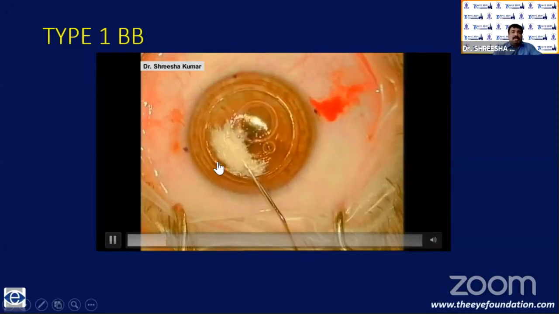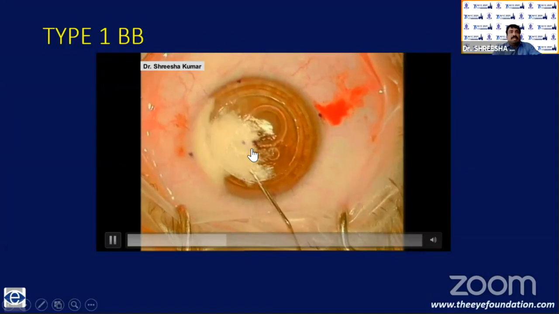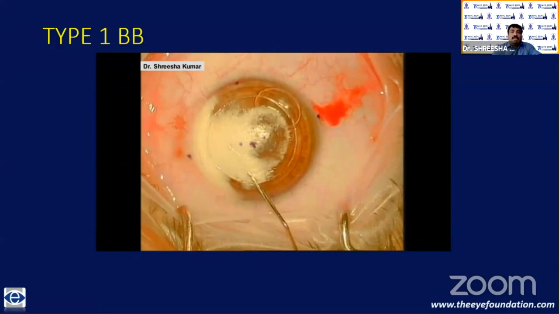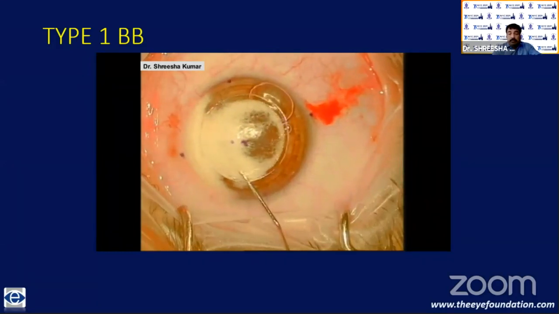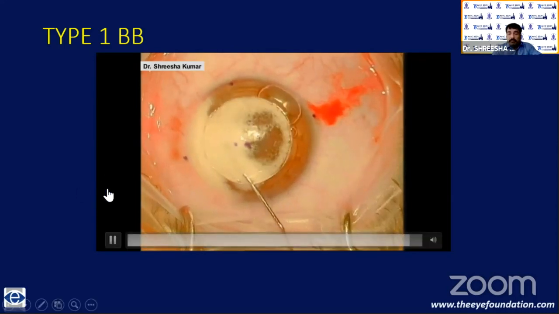This is again a type 1 big bubble, with stromal whitening which extends from the site of injection to the limbus on the other side. In that process, it displaces the anterior chamber. So make sure that you are dealing with the type 1 bubble.